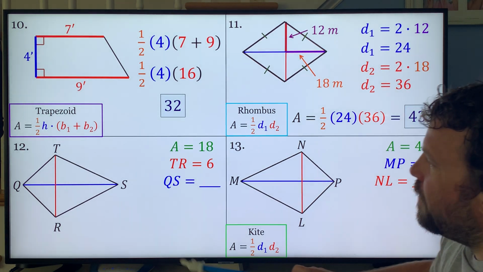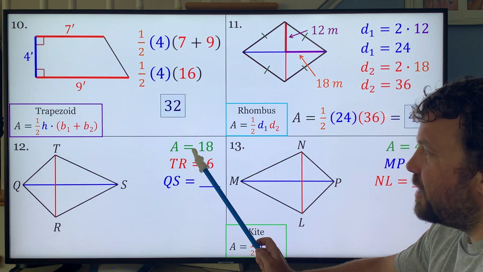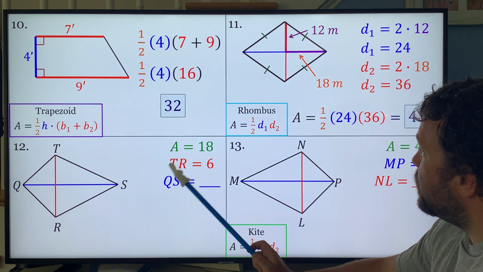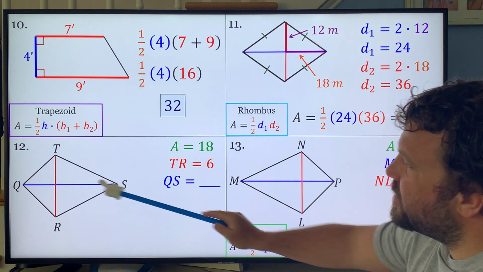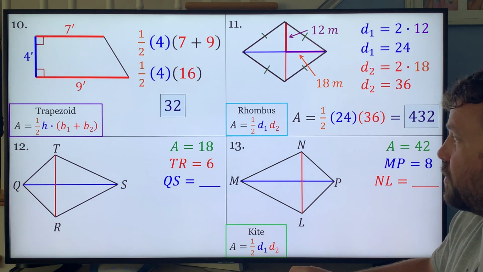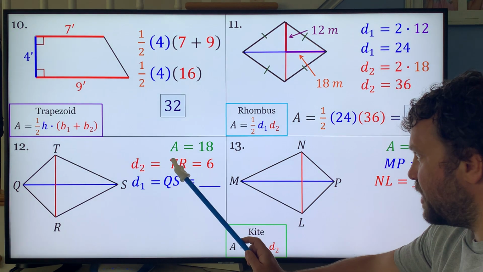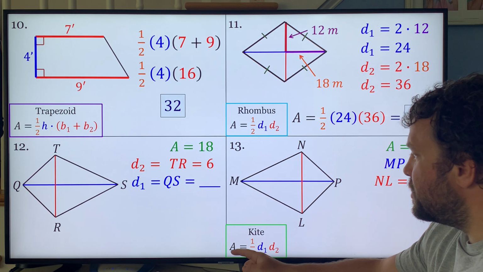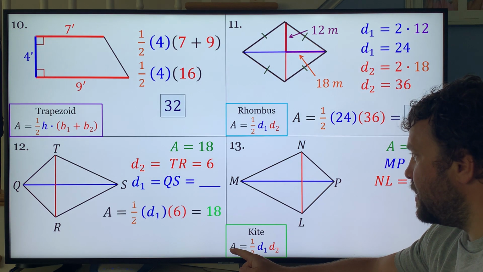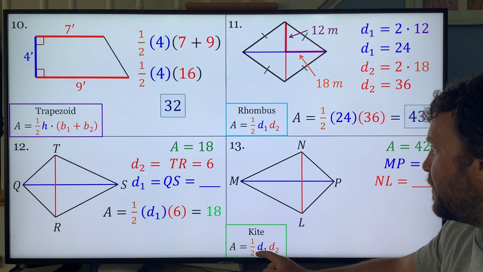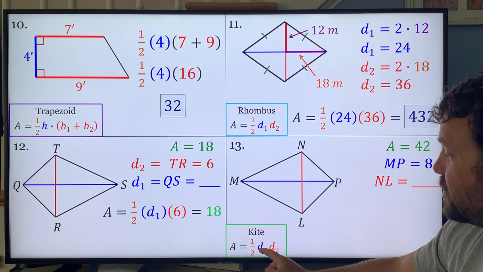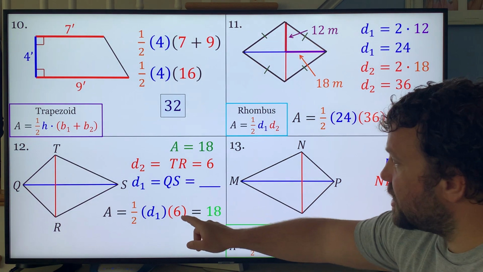All right. Right here. Area is 18. Ooh, so TR is 6. How do we find QS? We're going to use the formula. Area, which is 18, so that's your diagonal 1, that's your diagonal 2, and that's your area. So area, 18, equals 1/2, diagonal 1, which we don't know, times 6.